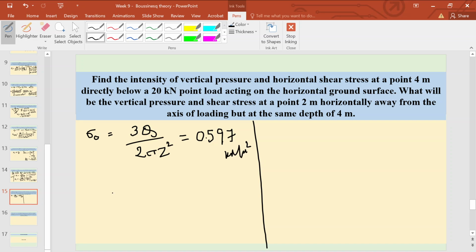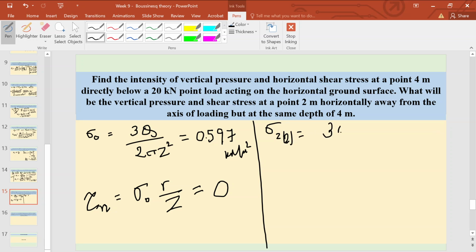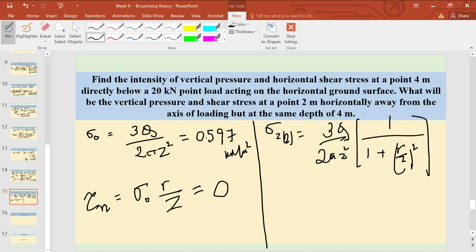Now, what is the value of horizontal shear stress, tau? 0. Yes, the formula is sigma z into r by z. Here r equal to 0, so it is 0. Okay. In the next case, sigma z at 2 meter, that will be again 3q divided by 2 pi z square into 1 divided by 1 plus r by z whole square whole to the power 5 by 2.